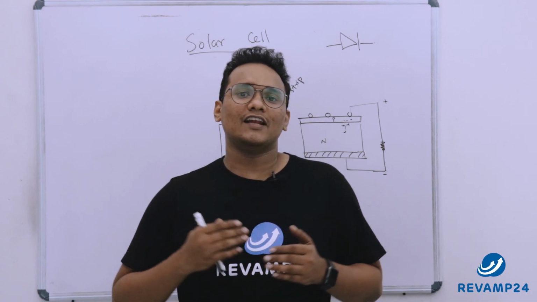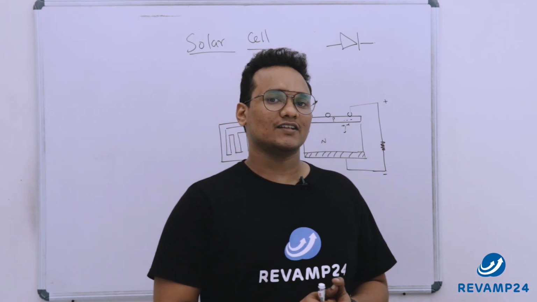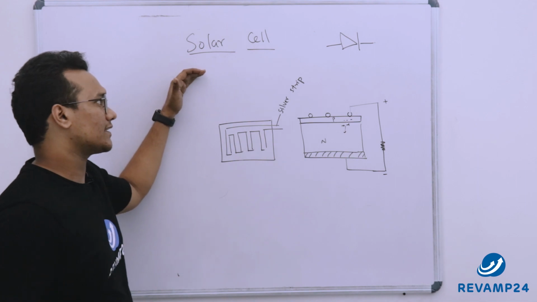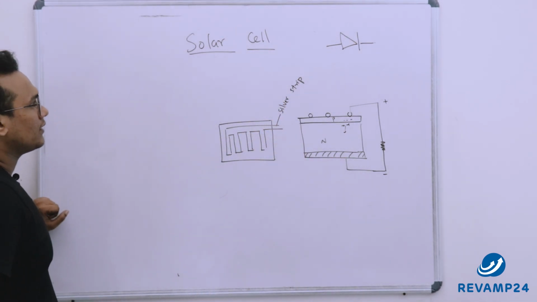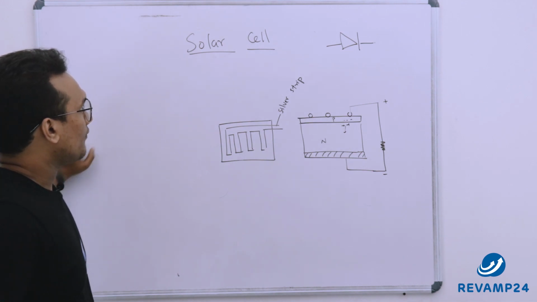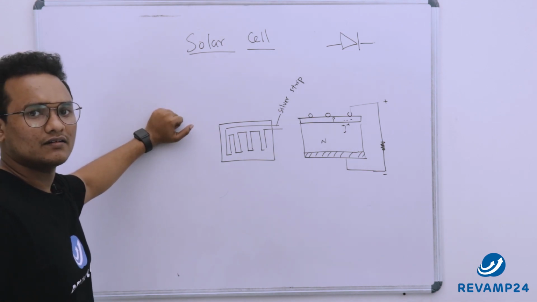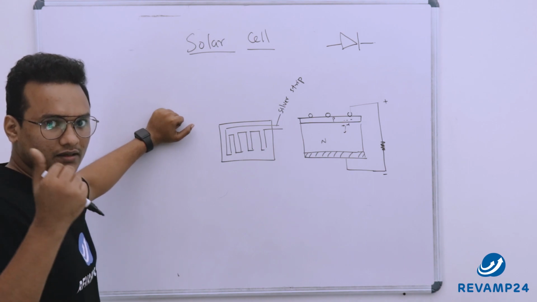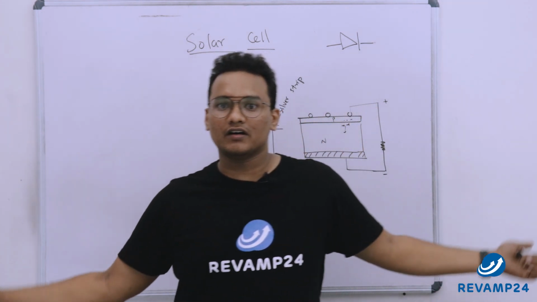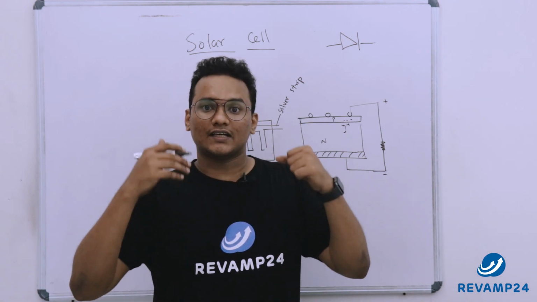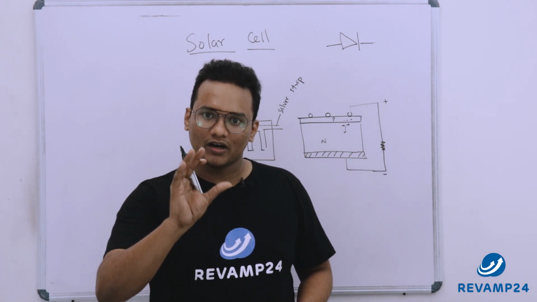In this video, I will explain what a solar cell is. A solar cell is also an application of the PN junction diode. Now, why are we using a solar cell? To convert the available source of power, which is everywhere on the surface of the earth, free of cost. What is that? Solar power.